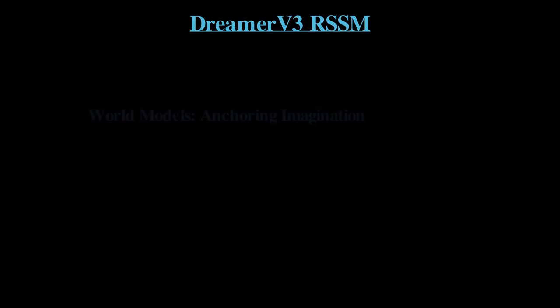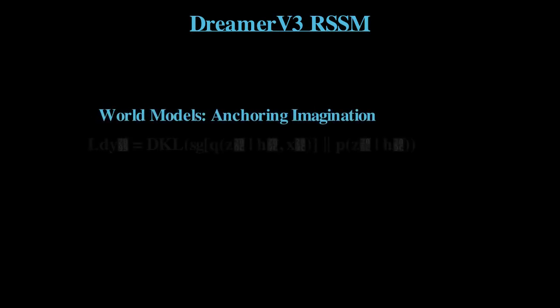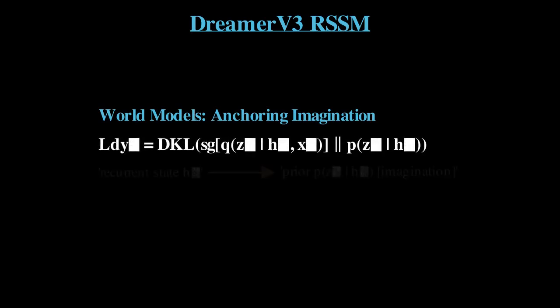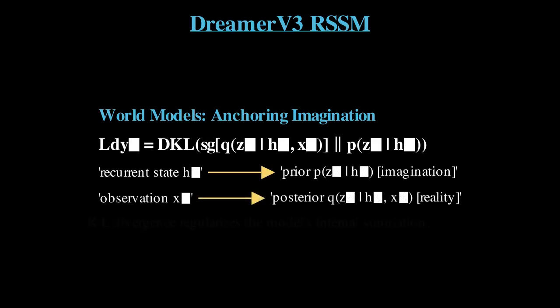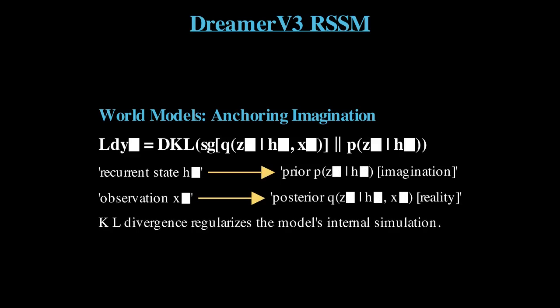Let's move to our final frontier, world models. These models learn a simulator of the world directly from data. A prime example is the Dreamer v3 agent from Hafner and colleagues in 2023. Its core is a recurrent state space model, or RSSM. The RSSM maintains a deterministic recurrent state, h sub t, summarizing history. From this, it predicts the next stochastic latent state, z sub t, forming a prior distribution, p of z sub t given h sub t. This is the model's imagination.